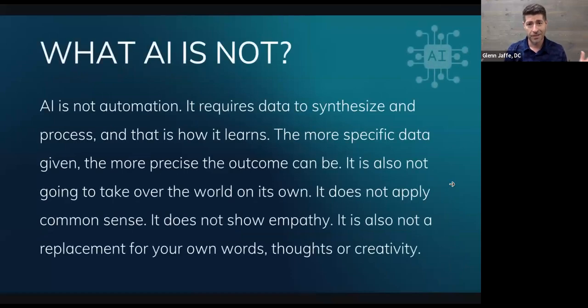So I also want to address what AI is not, because there is a lot of confusion out there about what AI actually is. One of the biggest misconceptions about AI is that it is an automation device or machine, and it is not an automation machine. What it does is it takes data, it requires data, it basically eats data, if you will, and it synthesizes it and processes it. And that's how it learns. Again, like the analogy I gave you about crawling up the stairs and then walking up the stairs. So the more specific data that the AI machine is given, the more precise the outcome can be.